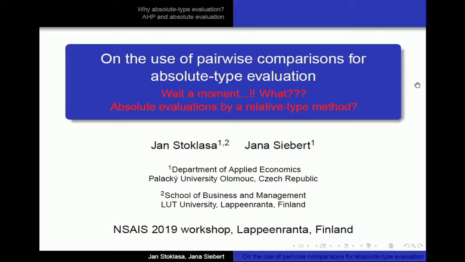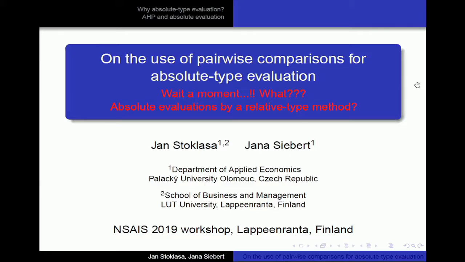This is something that came up one long winter night here at LUT, in a discussion over coffee with Dr. Siebert. We were thinking about whether there is a possibility, just for fun, to use a prototype of a relative type evaluation method to construct evaluations of absolute type. And as it turns out, it might be possible. So therefore, we are presenting this.